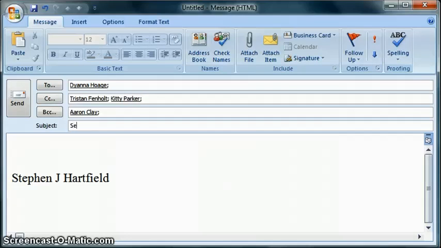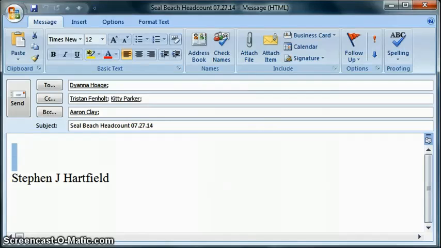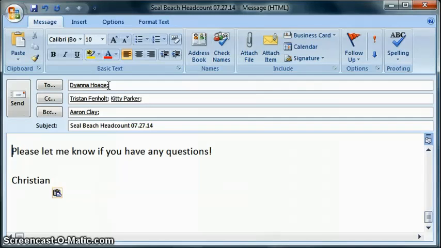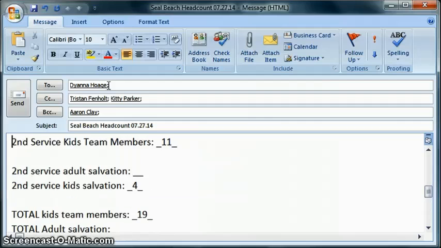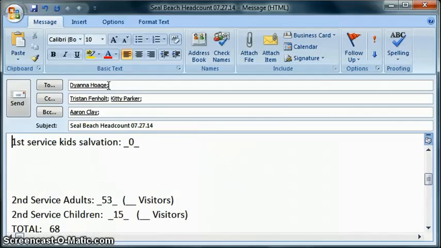Subject, you're going to put Seal Beach head count, and then you're going to put Sunday's date, which in this case was 27/14. And then get rid of your signature and Control V for a paste. Now you have everything that we just entered as paste.